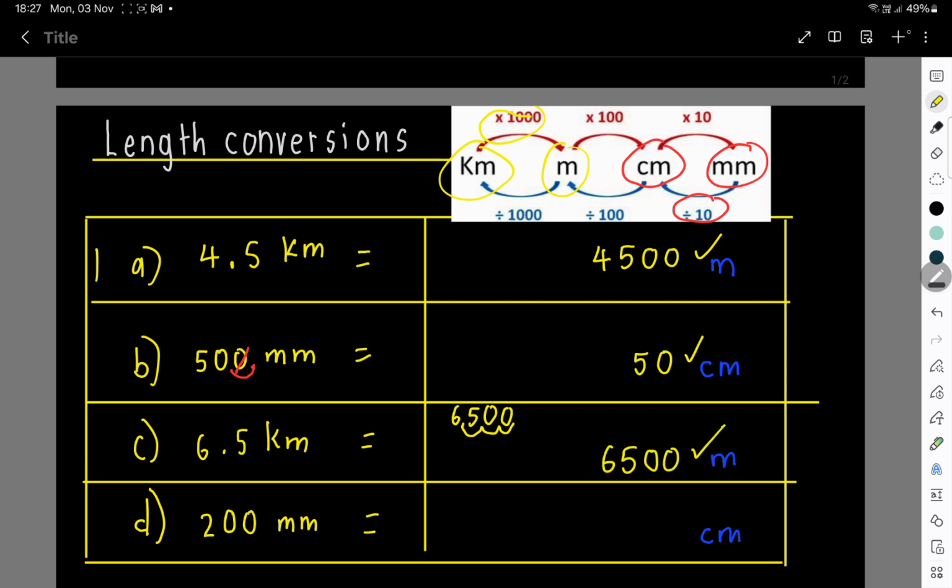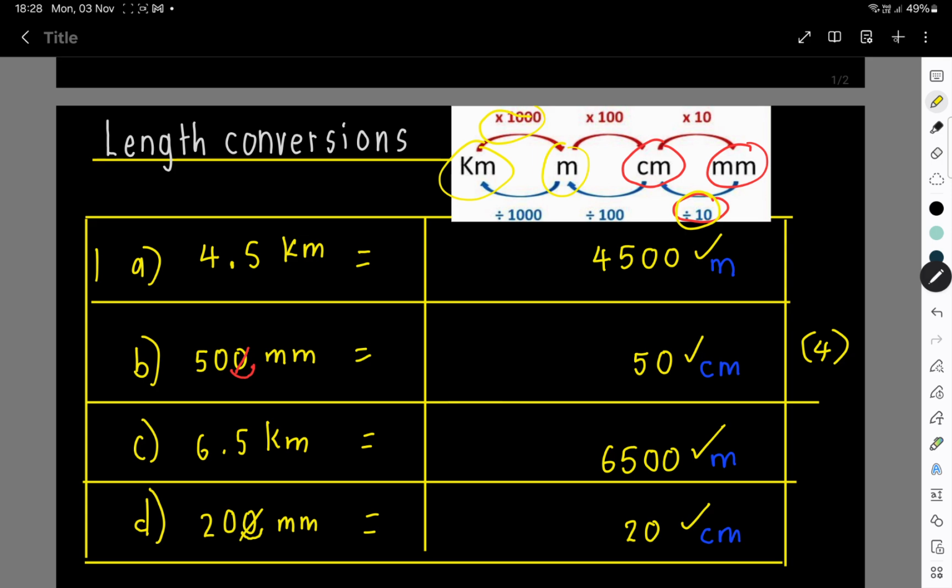6,500 meters. The last one, 1D, 200 millimeters converted to centimeters. You check millimeters to centimeters, you divide by 10. So all you're doing, you're taking 200, decimal point goes at the end where the unit is, and you will jump once to your left. From right to left, you always divide. Strike out the 0, you're left with 20. It's 20 centimeters. So 200 millimeters will equal 20 centimeters. Then you have 4 marks.